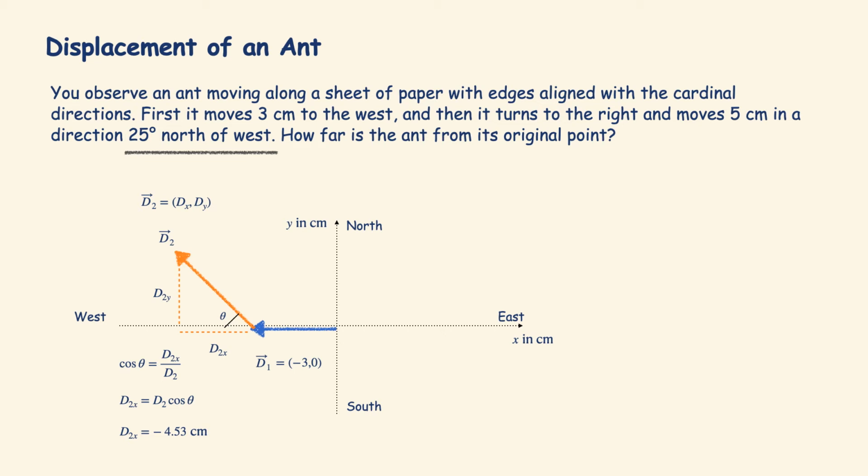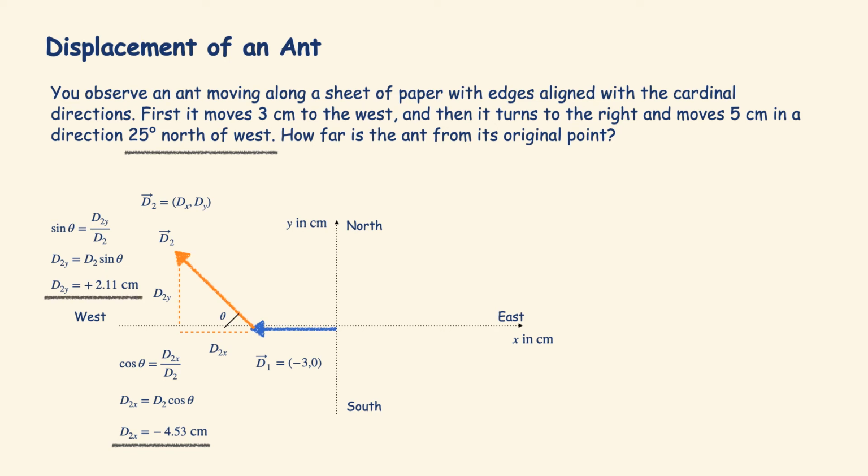that displacement is actually in the west direction, so the shift happens in the direction that is opposite to my positive x. Next, we can go to the y component, and for that we will use the definition of sine. Sine of theta here will be d2y over d2. So I'll have for the y component of the second displacement vector d2 sine theta, or numerically it's going to be 2.11 centimeters.